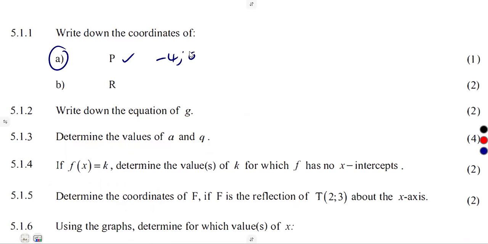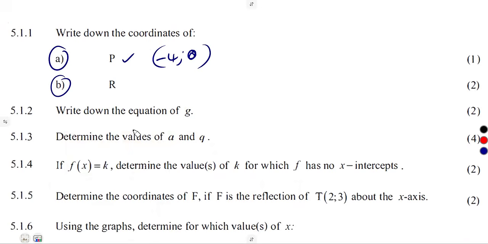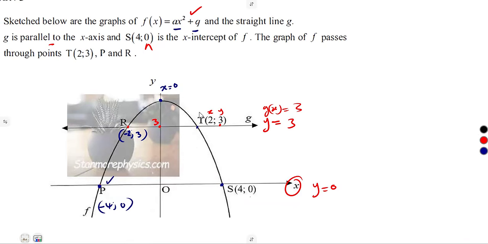So that's minus 4, 0. All right. The coordinates of what? Of R. R also, we talked about this, negative 2, 3, from the symmetrical concept of the graph. I've already stated this. Then write down the equation of G. Guys, you don't calculate, you just write the answer.